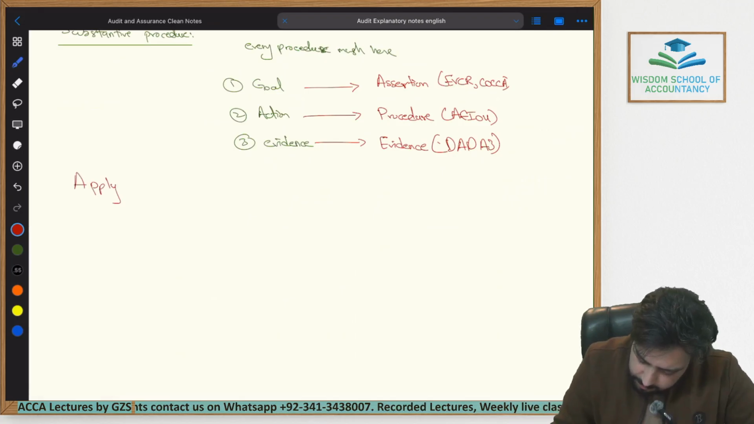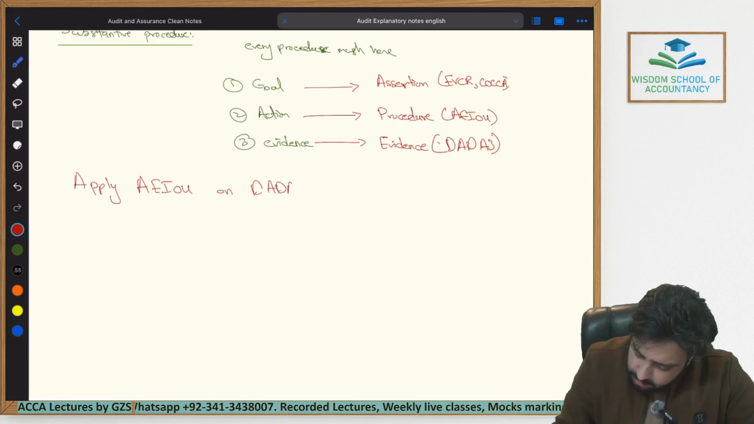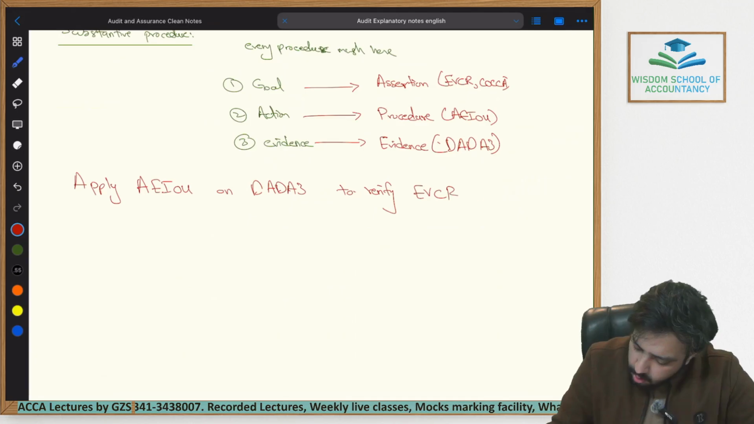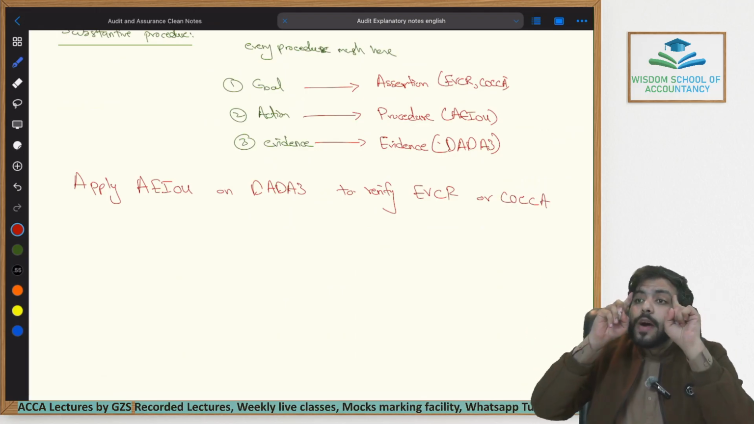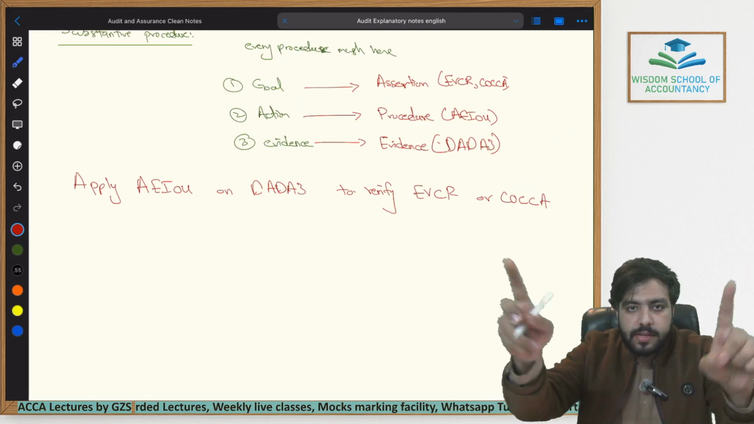Apply AEIOU on data 3 to verify EVCR or COCA. So first of all, your goal will be to understand the auditor has asked to verify which specific item. Is it receivable?